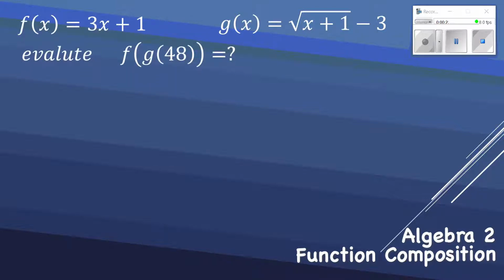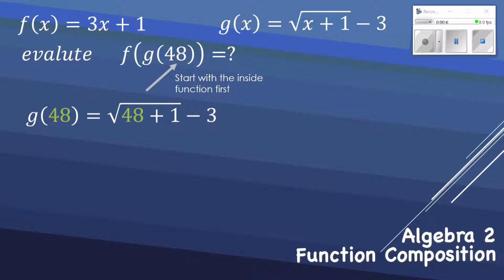So for example, if we have to evaluate f of g of 48. So we say this as f of g of 48, question mark. So we're looking for a number at the end of this problem. And we're going to start with the inside first. So notice we're going to start with the function g. I'm going to put 48 into g, where x is.